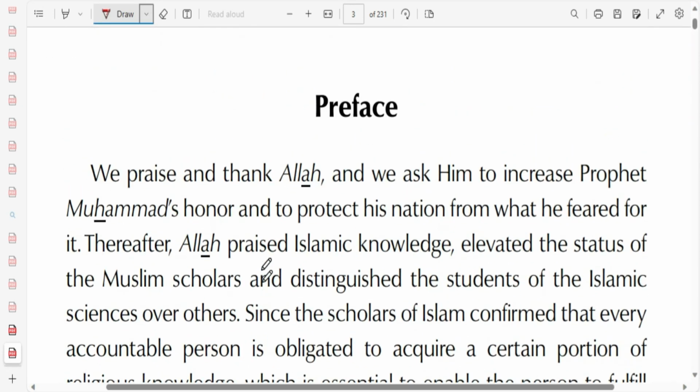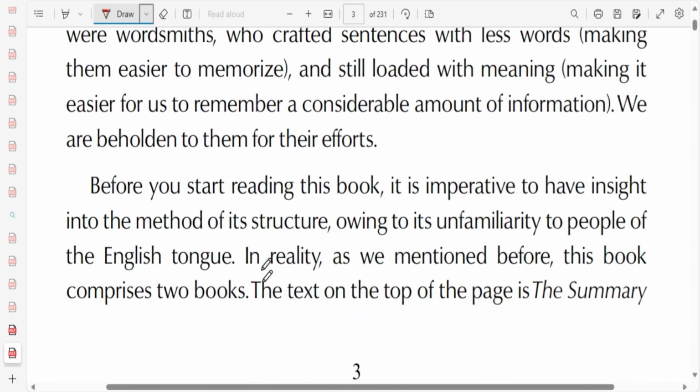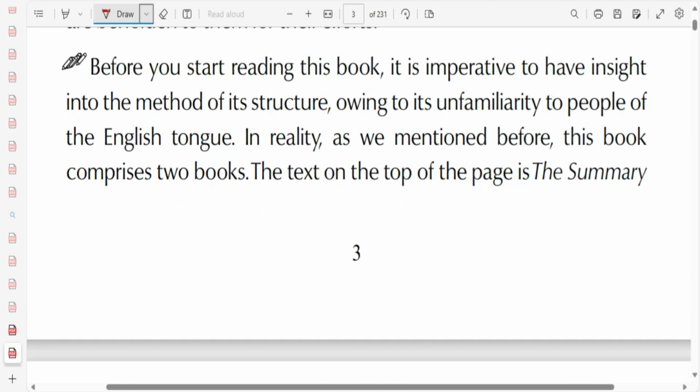All right, so they have an introduction here, preface. We're going to skip this preface. But here's an important statement here. It says, before you start reading this book, it is imperative to have insight into the method of its structure, owing to its unfamiliarity to people of the English tongue.